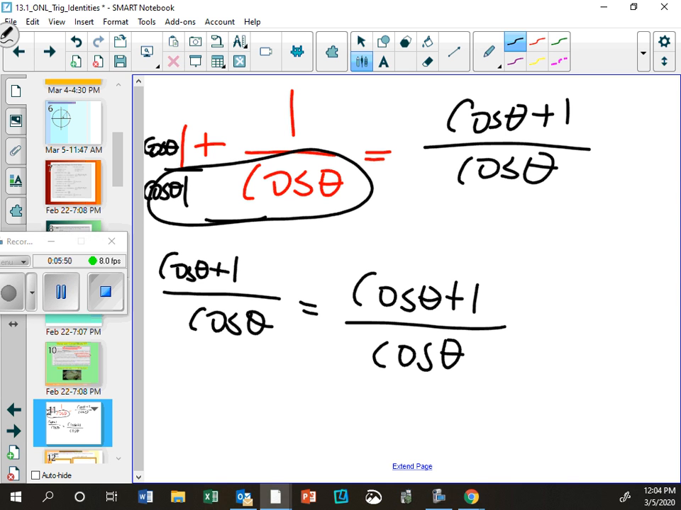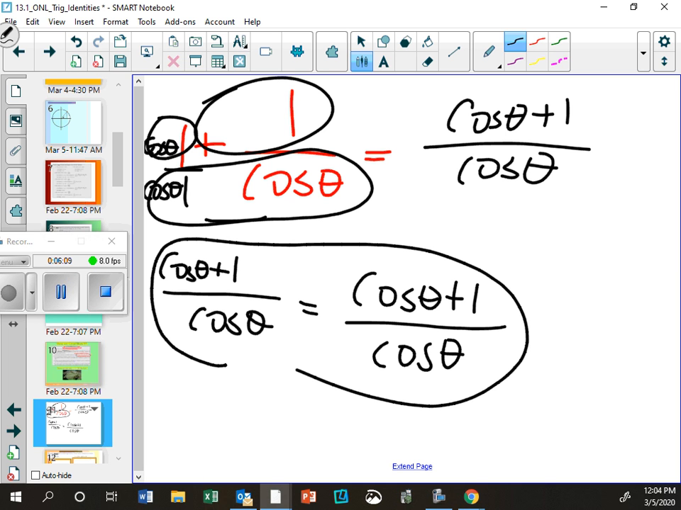Oh, wait a minute. Actually, dang it. I said all of that because I thought it said 1 plus cosine. 1 plus cosine is not identical to cosine plus 1. But I actually did have them in order here. I didn't intend for that. I intended to map them backwards. So anyway, yay. It's identical on both sides.